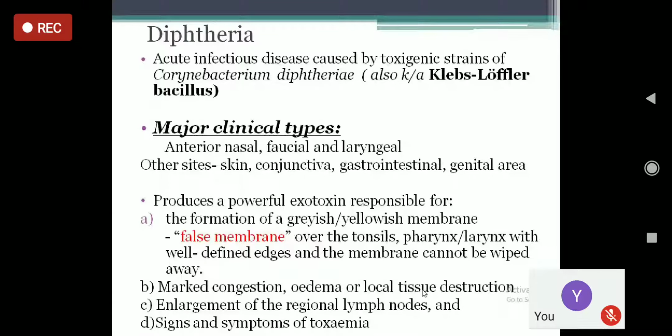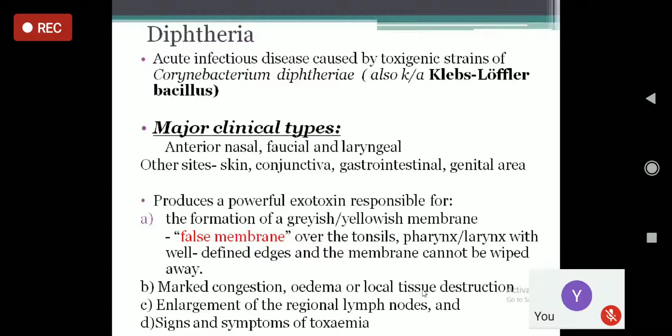Otherwise, during my internship, during my MBBS time, during my house officer time, I've never seen cases with diphtheria. Okay. So, there are major clinical types which a child presents with, which are anterior nasal diphtheria, faucial type diphtheria, and laryngeal type diphtheria.